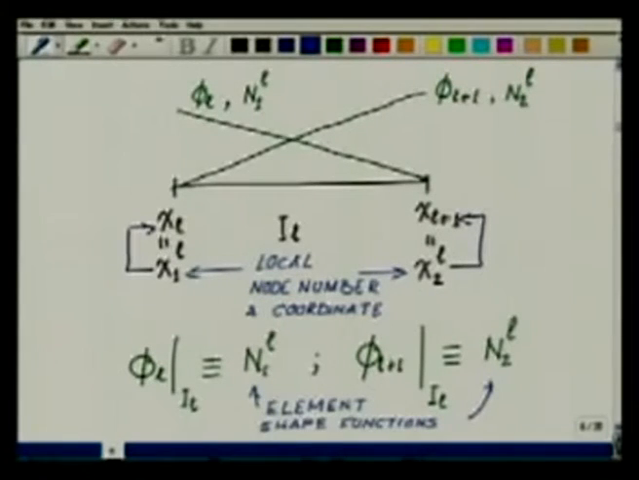So these N1L and N2L are given a name called the element shape functions. What you would see in most of the books is that they start from this N1L and N2L. Remember that this N1L and N2L are nothing but the phi L's restricted to the element IL. Okay. So once we have these element shape functions N1L and N2L, then you see what we are doing. We are defining everything with respect to the element. All the global quantities that we had, we are defining them with respect to the element.